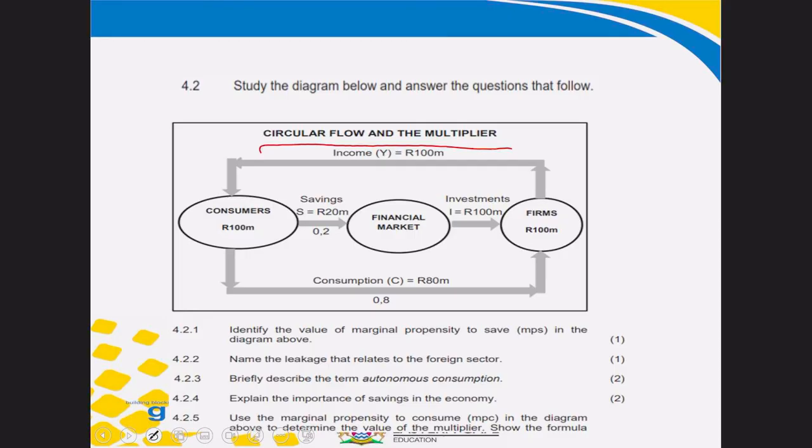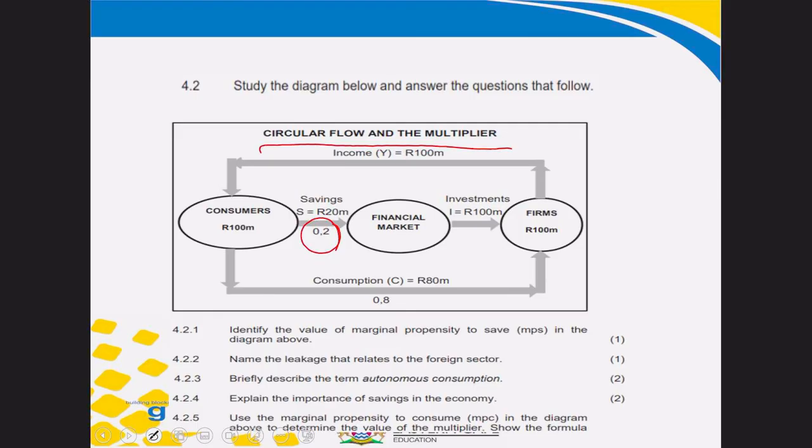Now, it means you've got to look at the diagram and get what is required. In most cases, your first question will be identifying, you get something from the data. Here you are asked to give the marginal propensity to save. As you were taught in class, when we talk about the marginal propensity to save, it's what the consumers will be saving. So these are such questions.